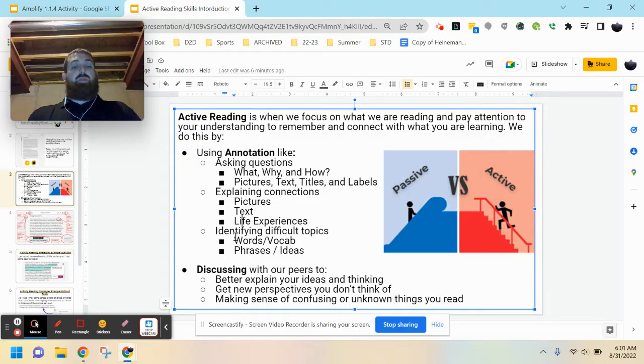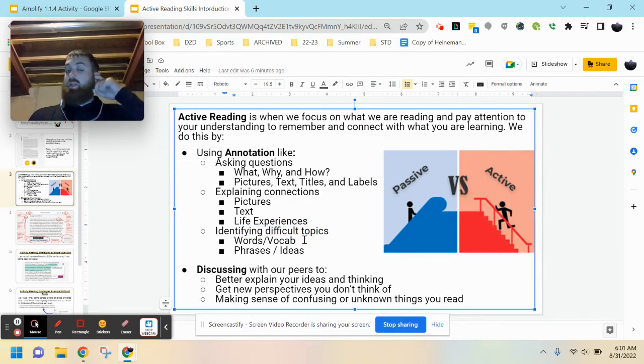And last but not least, whenever we make annotations, we identify difficult topics. So things like vocab words that maybe we don't understand, or phrases and ideas. Things where they put together vocab words that we might know independently, but when chunked together, we're like, okay, I don't quite know what they're trying to say there.